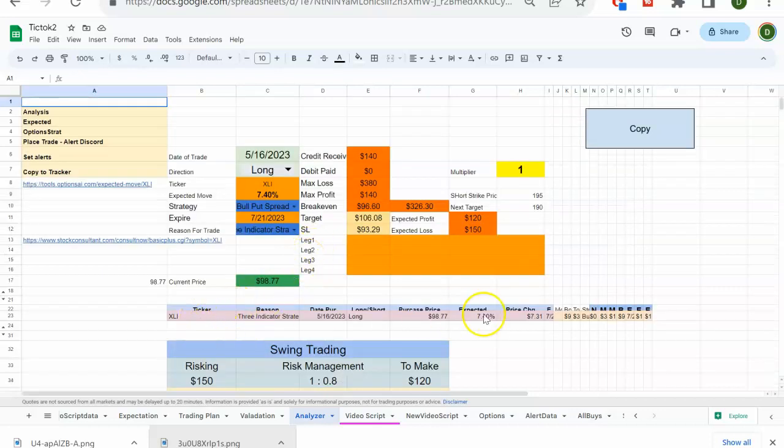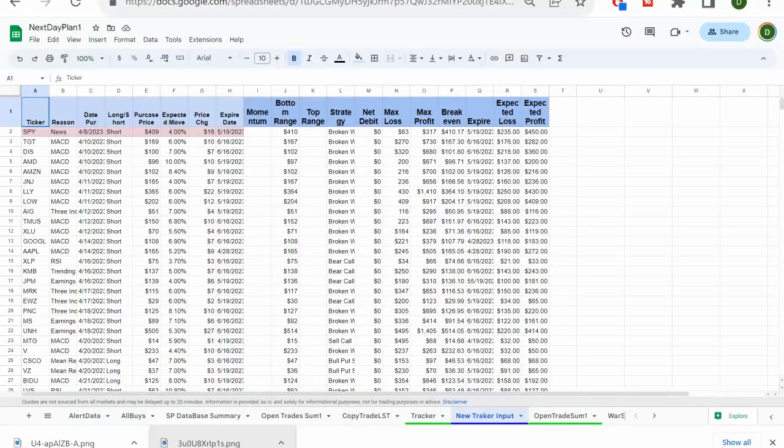And then I copy this trade over to a spreadsheet where I track it. Tracking my decisions, my initial decisions, is what I do. I do not track the actual trades.